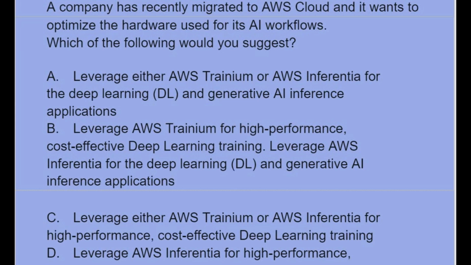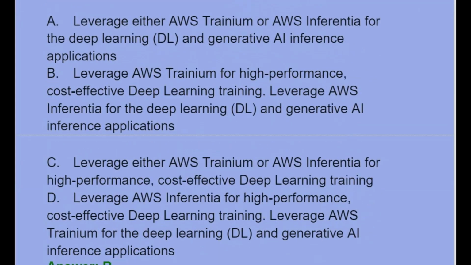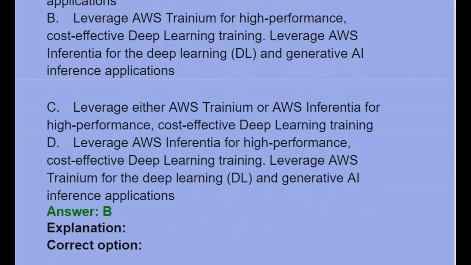Leverage AWS Inferentia for the deep learning (DL) and generative AI inference applications. Option C, leverage either AWS Trainium or AWS Inferentia for high-performance, cost-effective deep learning training. Option D, leverage AWS Inferentia for high-performance, cost-effective deep learning training. Leverage AWS Trainium for the deep learning (DL) and generative AI inference applications. Correct answer is option B.